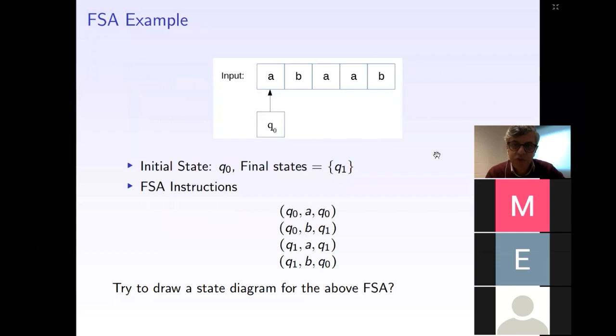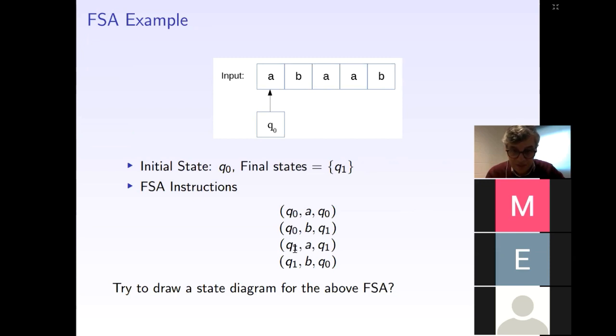We are in a state Q0, so you can have a state Q0 in here. Then you can say if I receive A, I go to Q0, so it would be like that. Then I say if I am in Q0 and I receive B, I will go to Q1. So if I am in Q0, I receive B, I will go to a state Q1.